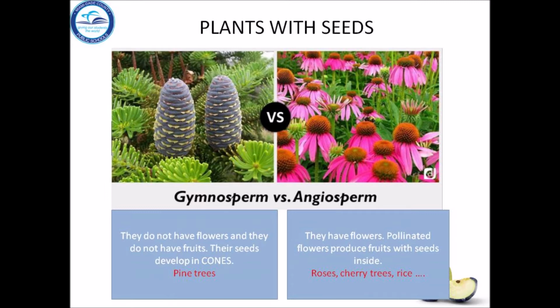On the other hand, we have angiosperm plants. They have flowers. Pollinated flowers produce fruits, and they have seeds inside. The cherry tree, roses, and rice are examples of angiosperm plants.